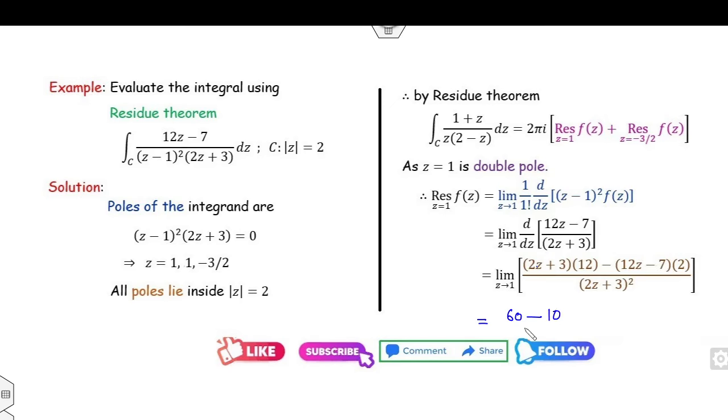5 to a 10 divided by 3 plus 2 5. 5 square is my 25. So that is my 50 divided by 25. That is 2, the required answer.